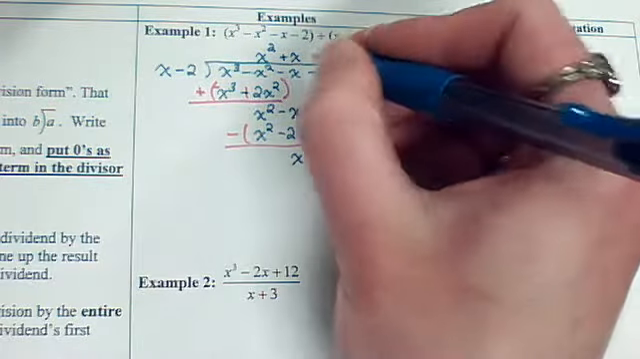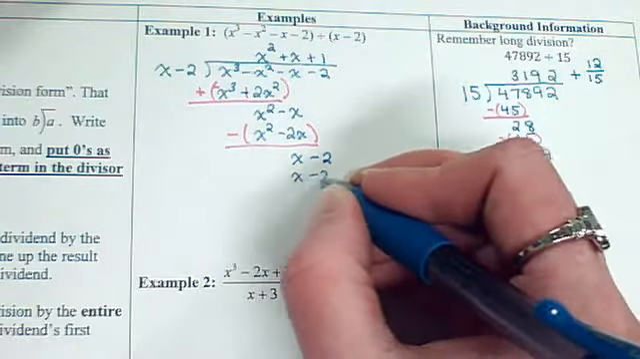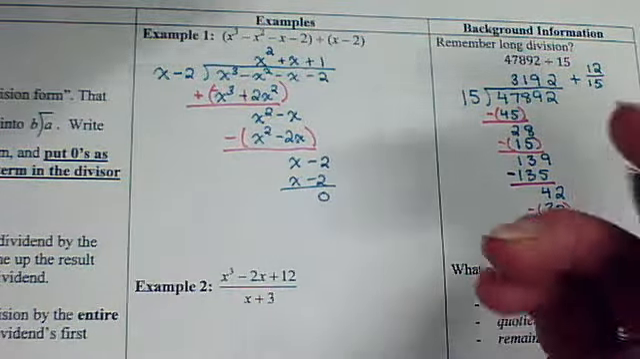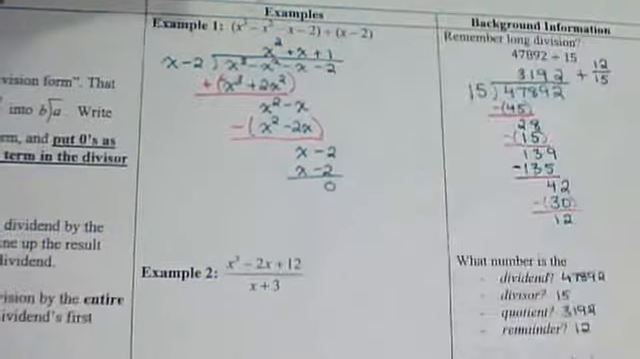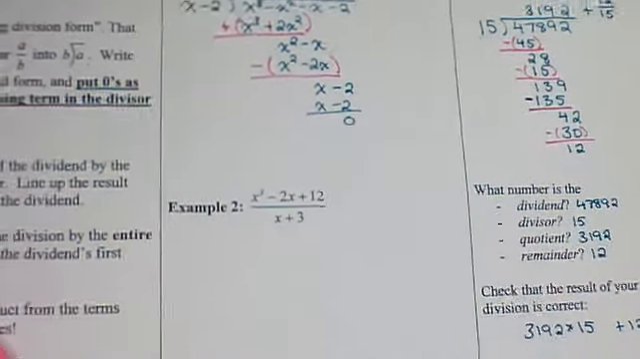X times what gives me x? Well, that's just going to be a 1. 1 times x minus 2 is going to be x minus 2, and when I subtract, I have 0 for my remainder, which is great. That means it divides evenly into there. That's wonderful.